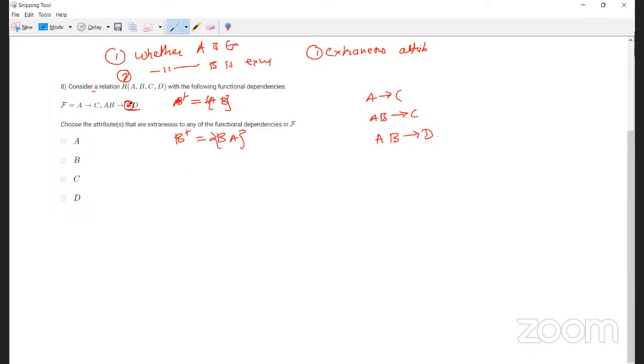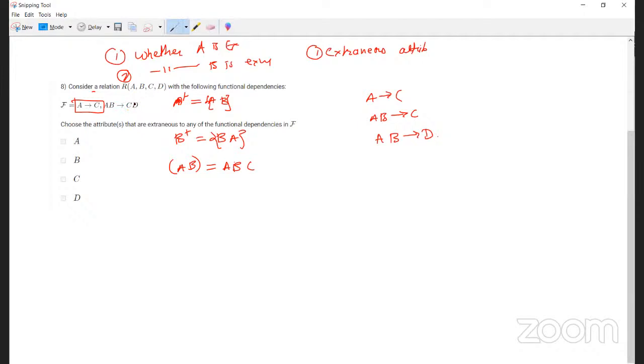So just keep C, take the closure of AB. So will I get ABC here? Like here you can see, right? From A, I can get C. So I'm already getting ABCD here. So I'm getting the C here if I take the closure of AB. So C is extraneous.